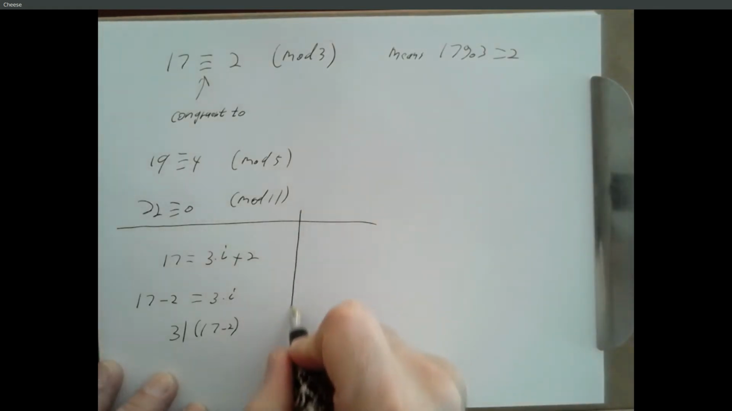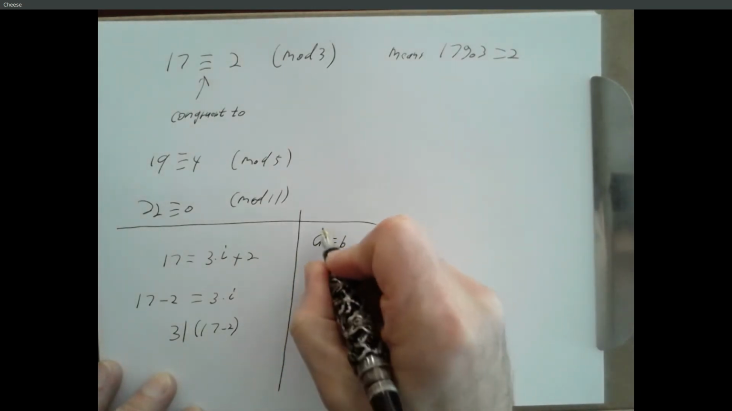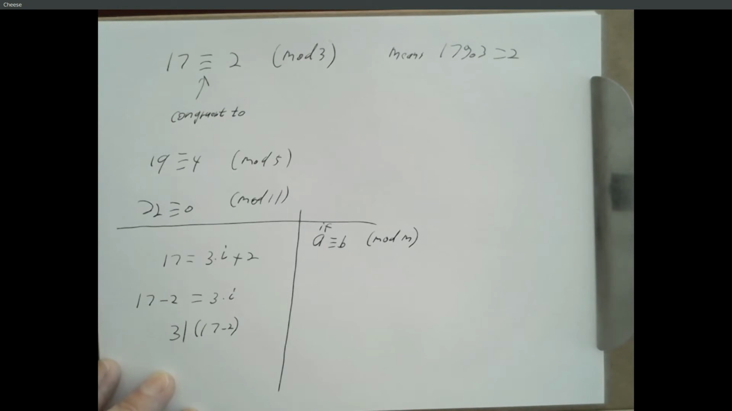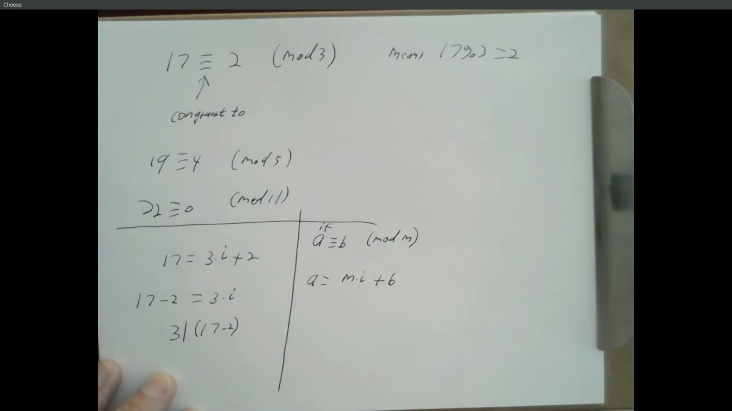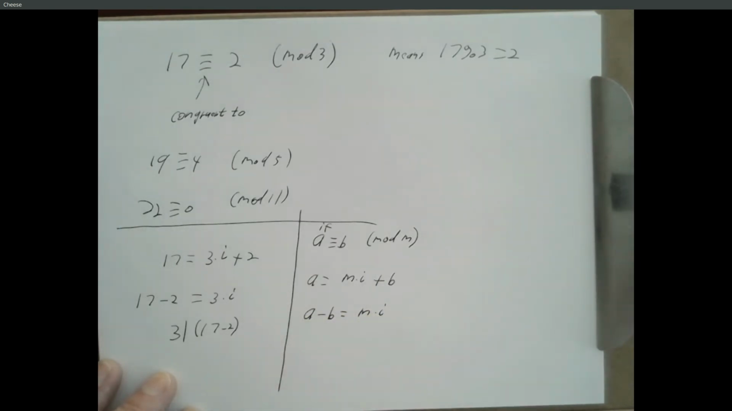And we can generalize that. Suppose that A is congruent to B modulo M. This means A is equal to M times some integer plus a remainder of B. And if we subtract B from both sides, A minus B is equal to M times some integer, which was our definition of M divides A minus B. So if A and B are congruent mod M, M divides their difference. And that's going to be really useful for us.